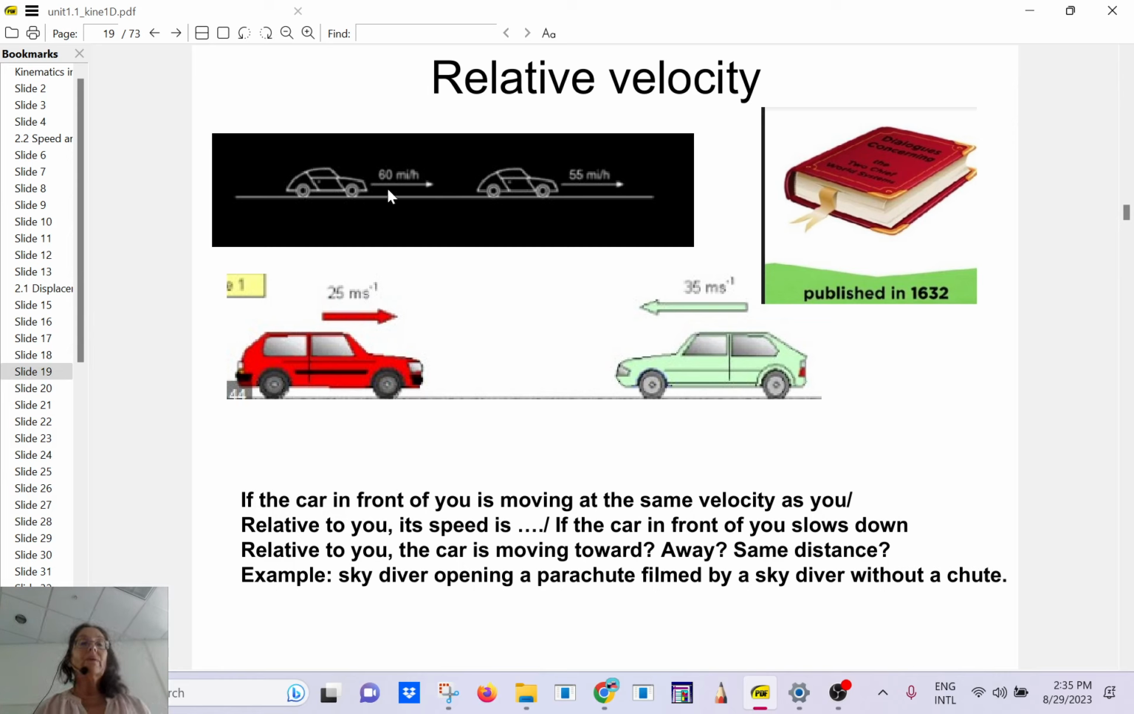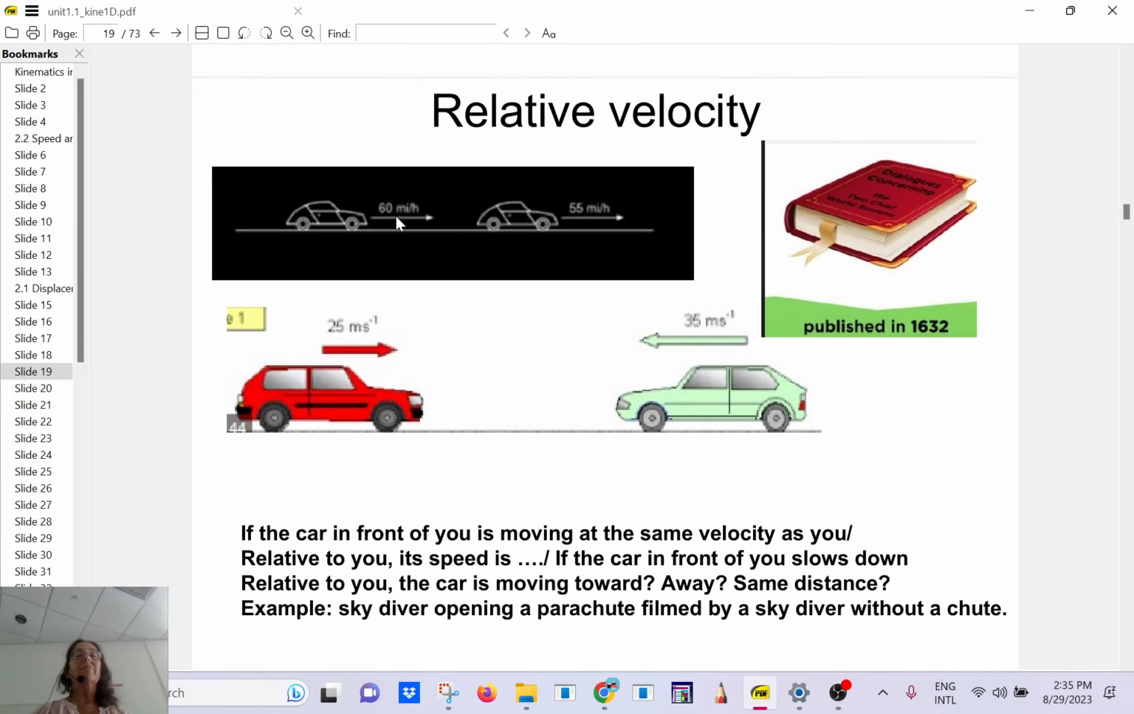So for example, this one is going 60, this one is 55. So it's not like it's at rest, it's moving away. So what's the relative speed here? So 60, but it's moving away. So you don't add them up, right? Because they are not getting closer, they're moving away. 5, very good, it's going to be 5. The relative speed is going to be 5. Because that means it's going to take less time to catch up.